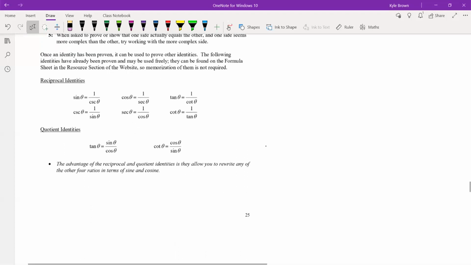All right, so reciprocal identities. We've actually covered some of these. These are on your formula sheet, but you'll probably start memorizing these pretty quick, so I won't go into those. In the quotient identities, same thing. We've done these. Tan is equal to sine over cos, and cotan is flipped upside down, cos over sine.